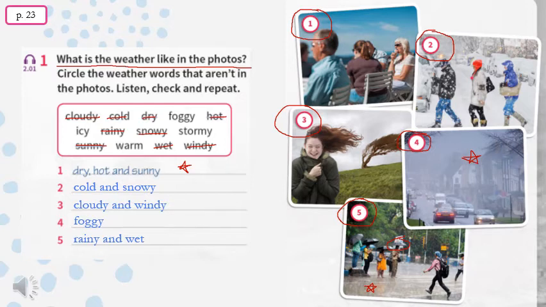1. Dry, hot and sunny. 2. Cold and snowy. 3. Cloudy and windy. 4. Foggy. 5. Rainy and wet.